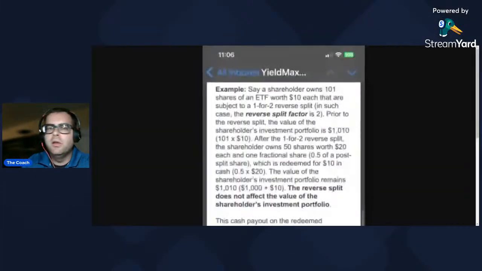Say a shareholder, we're going to tell a story here. I know how much we all like story time, right? Say a shareholder owns 101 shares of an ETF worth $10 each that are subject to a 1 for 2 reverse split. In such case, the reverse split factor is 2. Prior to the reverse split, the value of the shareholder's investment portfolio is $1,010, 101 times 10. After the 1 for 2 reverse split, the shareholder owns 50 shares worth $20 each and one fractional share, 0.5 of a post split share, which is redeemed for $10 in cash, 0.5 times 20. The value of the shareholder's investment portfolio remains $1,010, which is 1,000 plus the $10.